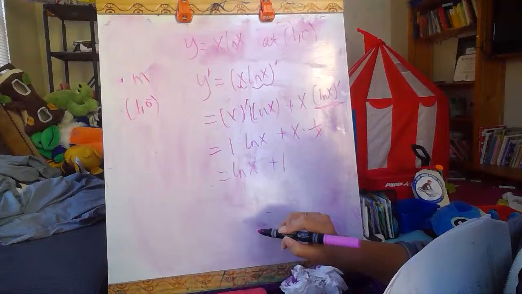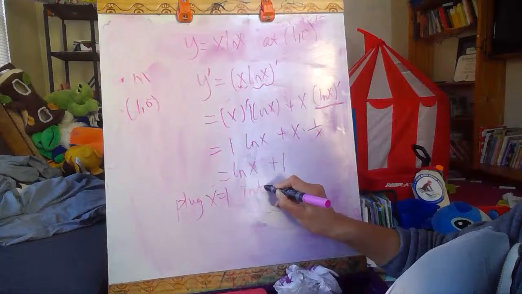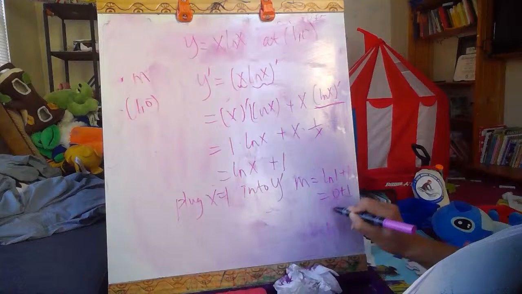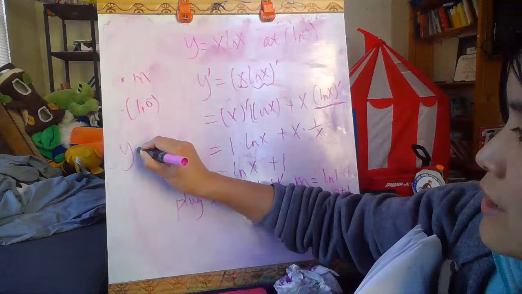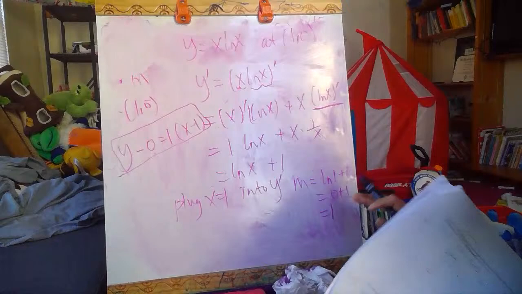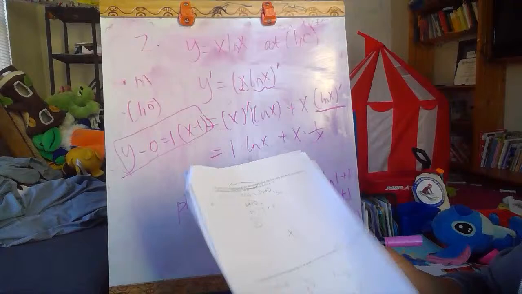Now we plug x equals 1 into the derivative function. We get m equals natural log 1 plus 1. Natural log 1 is 0, plus 1 is 1. So the slope is 1. With the point, by point-slope form, we find the equation for the tangent line. Okay, so this is problem two on the last test. This is a very common mistake.